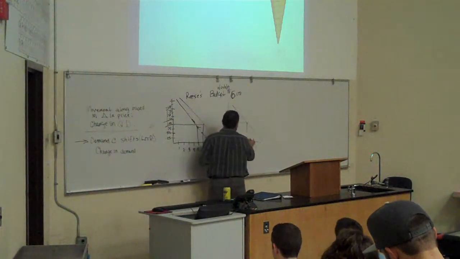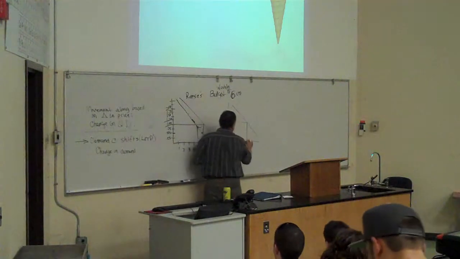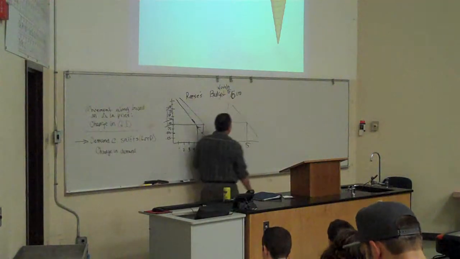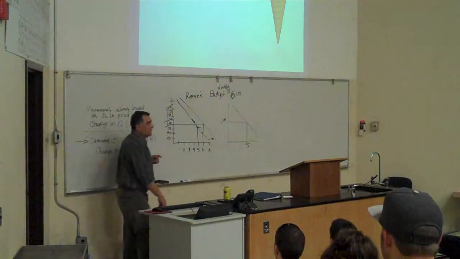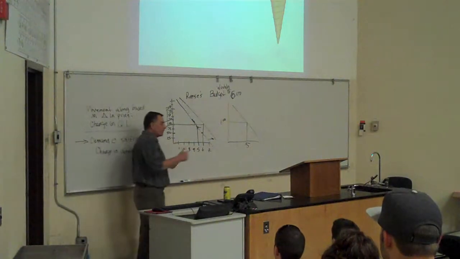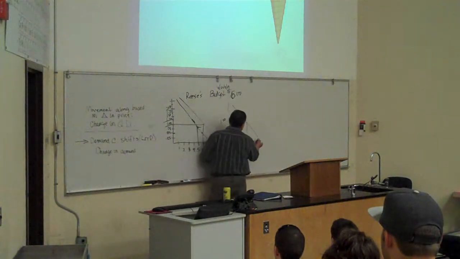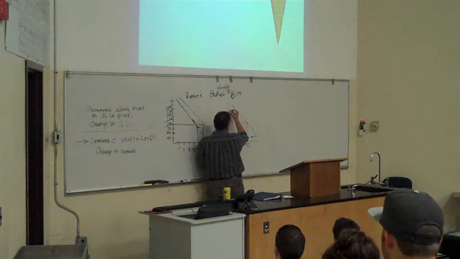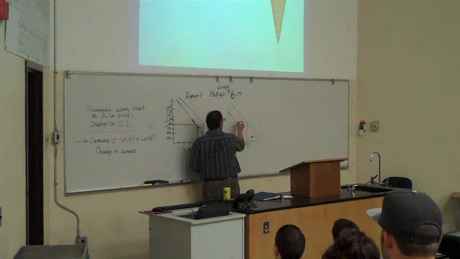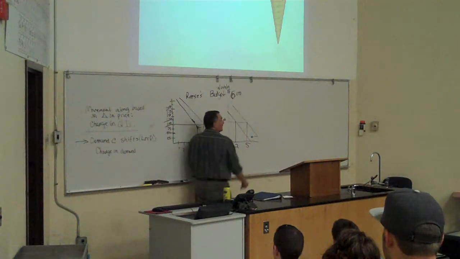So here we are, it's $1.05, and the Surgeon General says that Reese's are no good for you, there's too much saturated fat or something like that. So our demand curve will shift to the left. And now at a price of $1, I demand, say, $2.